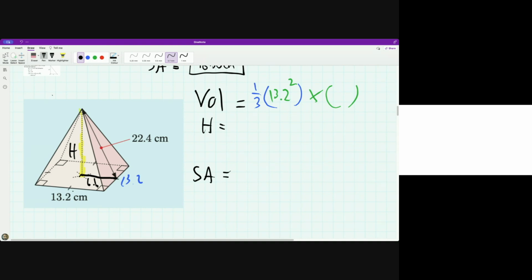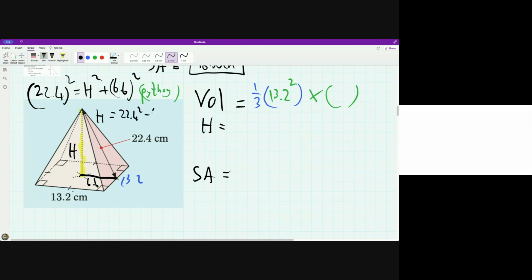Who's going to help me with H? So I'm just going to be careful now because 22.4 squared is equal to H squared plus 6.6 squared, and that's by Pythagoras. But now I need to get this H by itself. So it's actually going to be H is equal to the square root of 22.4 squared minus 6.6 squared. Who has an H for me?